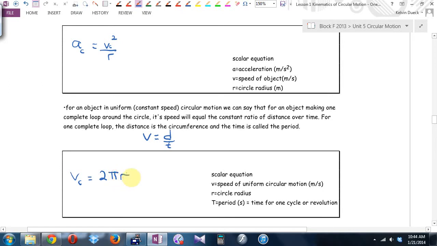Which is on your formula sheet if you blank out, but 2 pi r over how much time? Well, there's a fancy word for how long it takes to go around once. We call it the period, and we use a capital T for period. V equals 2 pi r over T. Circular speed is 2 pi r over T. You want to know how fast you're traveling in a circle? If you know the radius, time how long it takes to go around once, and that tells you what your tangent to the radius speed is.